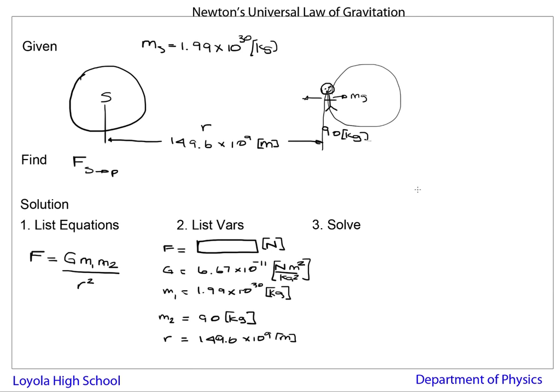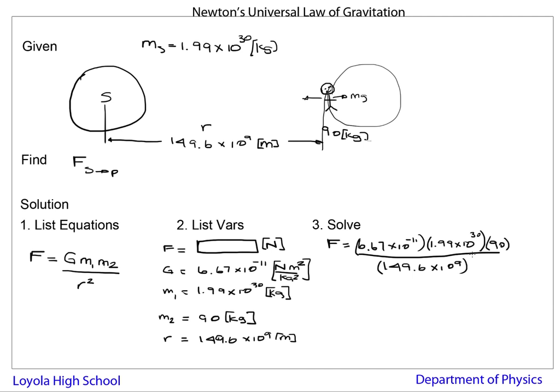Okay, so solving is just a matter of plugging in the numbers correctly and really making sure our exponents are correct. So it's F is 6.67 times 10 to the minus 11th times 1.99 times 10 to the 30th, it's a big number there, times the mass of the person, or the other mass is 90 kilograms, and the distance between them is the 149.6 times 10 to the 9th squared.